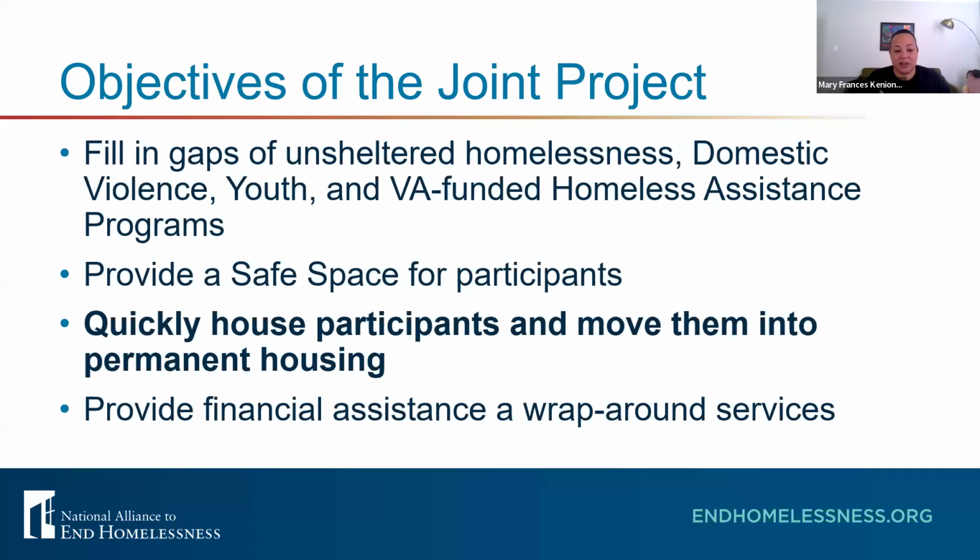So as you can see, some of the objectives on the screen there are filling in gaps around unsheltered homelessness, survivors of domestic violence, youth and young adults, as well as VA-funded homelessness assistance programs. This is about providing a safe place for people to stay, so that crisis housing element, but also, and it's bolded there, at the Alliance, we know what ends homelessness. The research and evidence tells us that quickly housing participants and moving them into permanent housing is what helps us eliminate homelessness in our communities. So while there are stays in the crisis housing portion of the projects, those stays should be brief and without preconditions. So still grounded in Housing First. And of course, with any housing intervention, it's so critical to provide financial assistance and those wraparound supports and services.